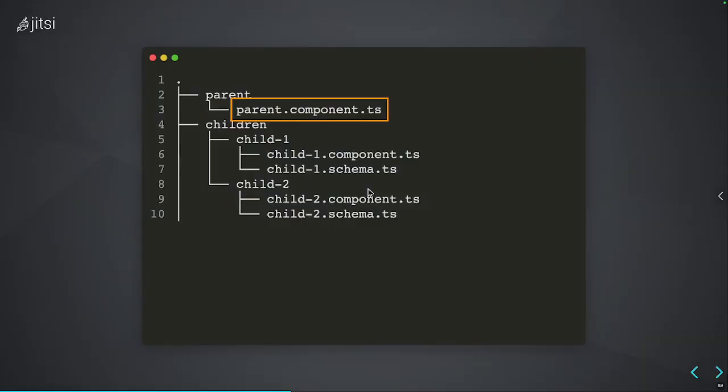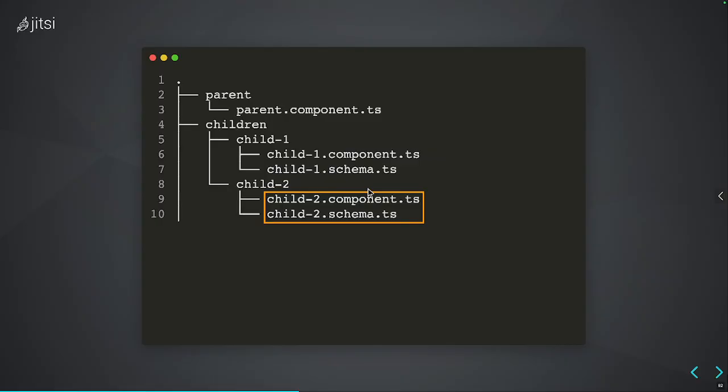We can have a parent component, and then we're going to have, let's say, child1, where we're going to have the child1 component, and below every component we can have the child1 schema. And that schema is responsible for the details of that particular component. And then we'll have the same thing for child2.